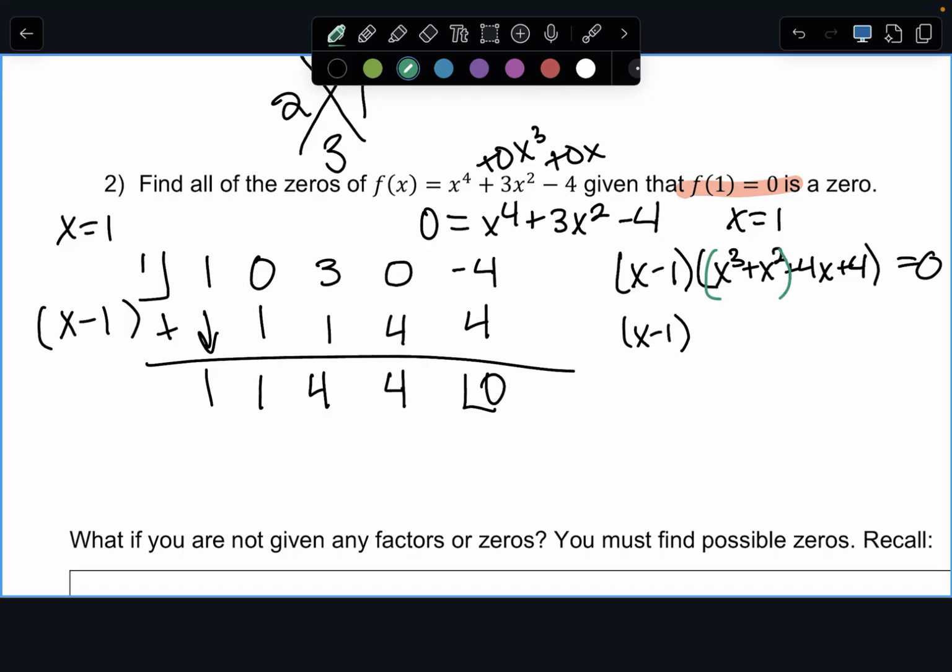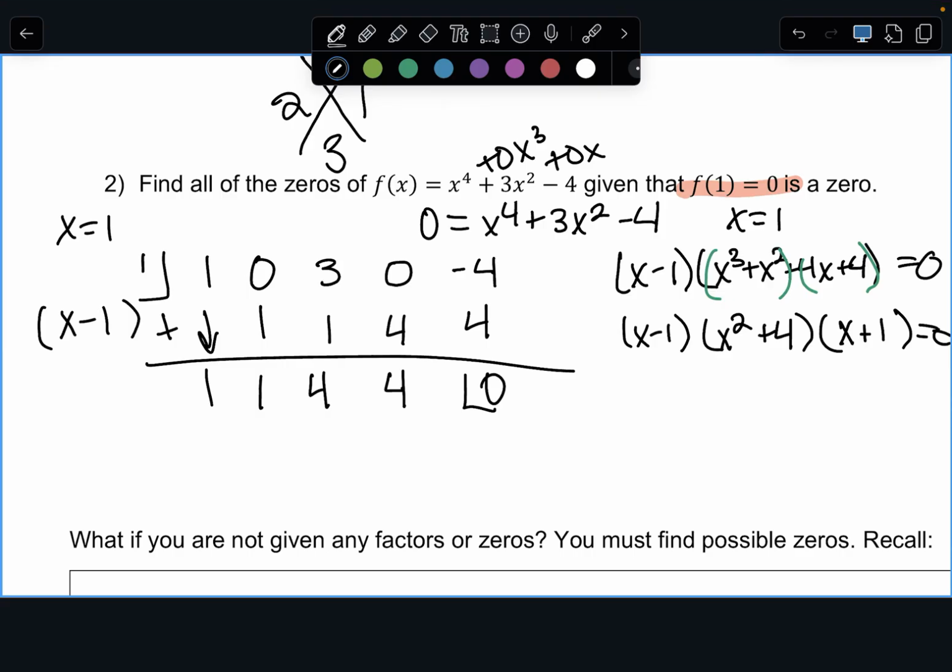So here's my 2 groups. I'm going to kind of do 2 steps in one, but what GCF would I pull out of the first group? X squared. And I would be left with x plus 1. What should I take out of the second group to be left with x plus 1? 4. So we get x squared plus 4 as those GCFs that I took out. And then x plus 1 is my matching parentheses.